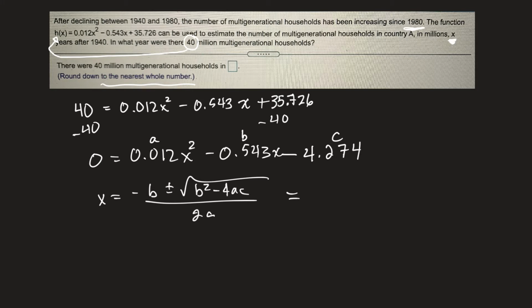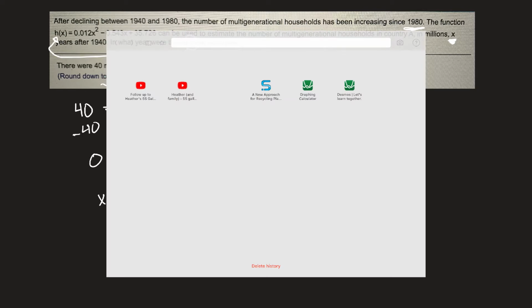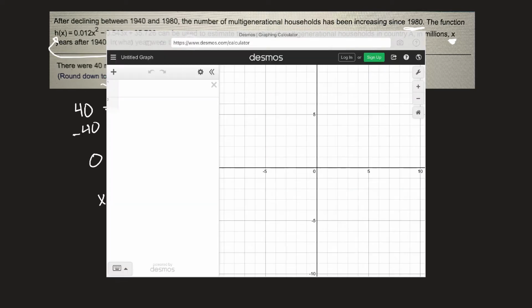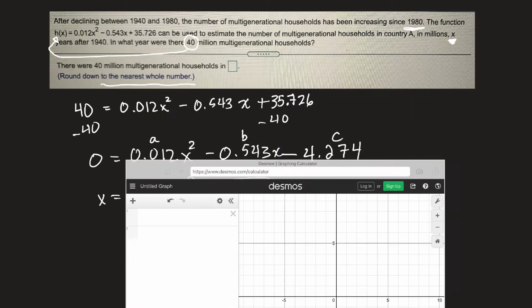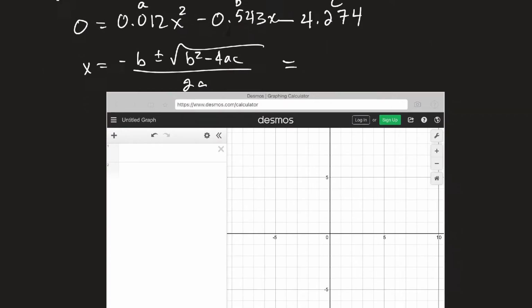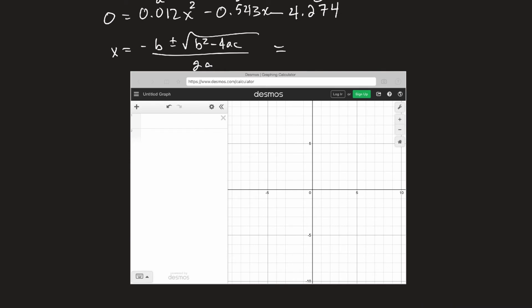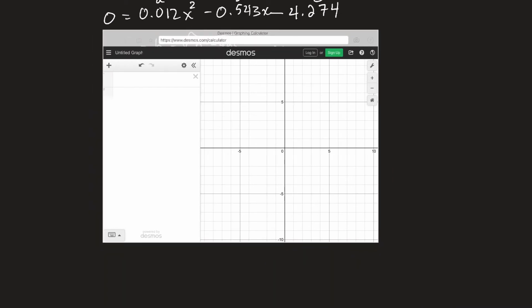Another way to check that is using decimals. So if I bring in a browser here, whoops, and let me move this up a bit. I want to plug that function in right there. And what I'm looking for is where it crosses the x-axis. That's going to be my answer.